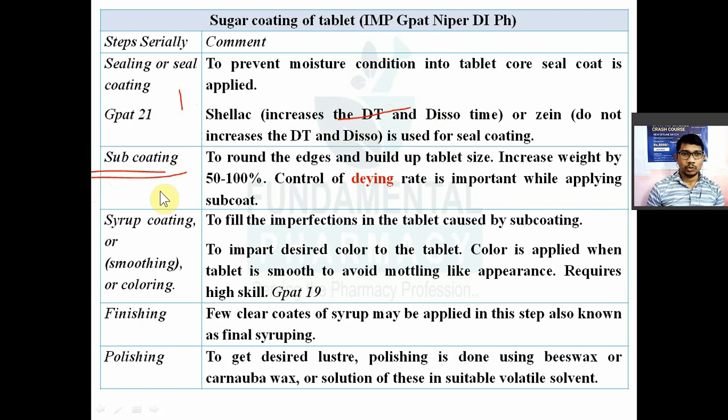Now the third step is syrup coating, also known as smoothing or coloring. A question has come on this, and on subcoating too. Now what is the purpose of syrup coating? To fill up the imperfections in the tablet caused by subcoating. The imperfections left in the above step have to be filled up. Its job is syrup coating, smoothing and coloring.